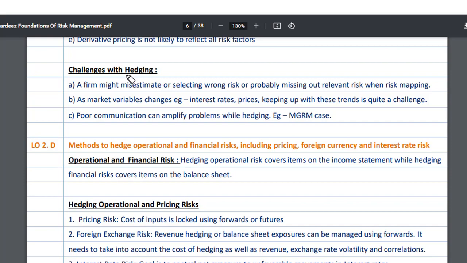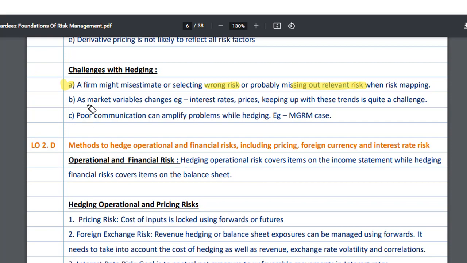Now, talking about this, there's always a chance that a firm might select the wrong risk, or miss out some relevant risk which is absolutely necessary to hedge so that the firm does not face any risk. So finding the appropriate risk factor is one of the challenges with hedging.